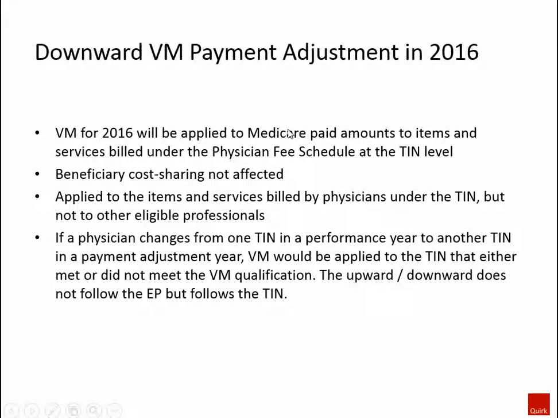So, downward value modifier payment adjustment in 2016. I want you to understand that the payment adjustment is applied to Medicare paid amounts for services billed under the physician fee schedule. So it's not based on what you charge. It's based on what CMS reimburses. So for 99212, you might charge $100, but Medicare only allows $50. So your reimbursement is $50 on that. So that is where the adjustment comes from. It does not come from what you charge. It comes from what you are reimbursed.